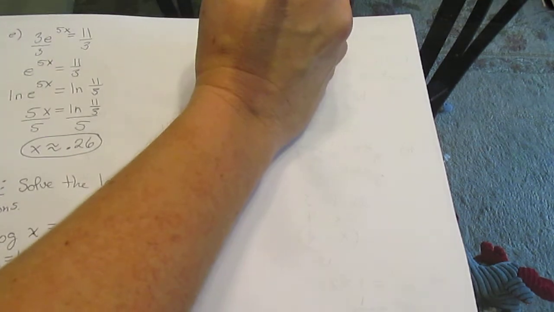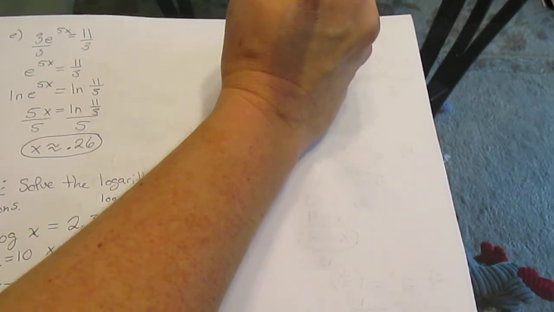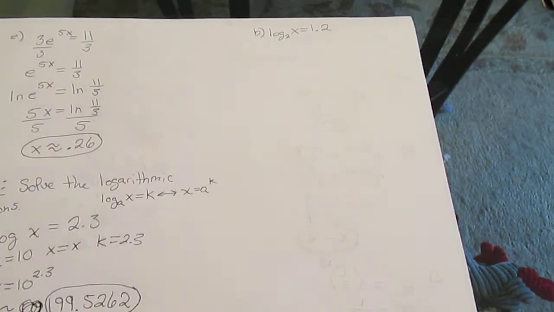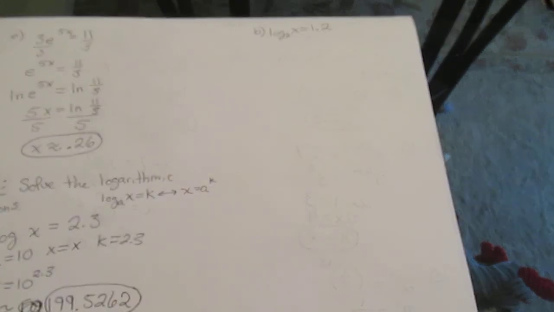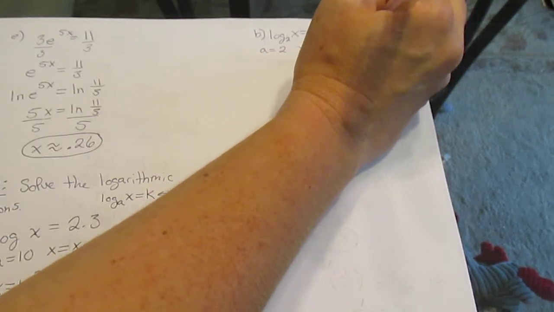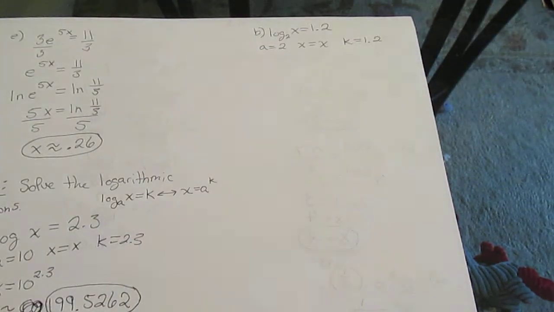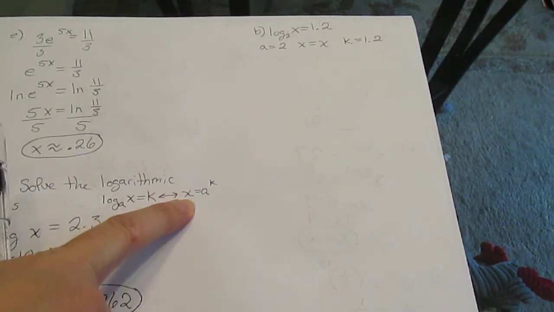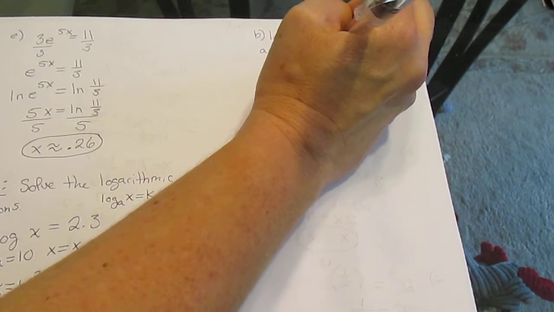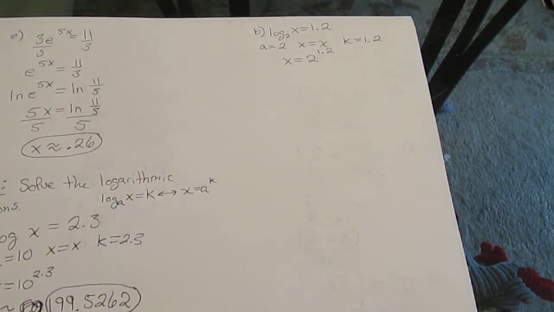Let's try another one, part B. I've got log base 2 of x equals 1.2. Okay, again, I'm going to change it into exponential form. So I'm going to label all my pieces. My a in this case is 2. My x is x. And my k is 1.2. Okay, so then I'll plug them back into exponential form. So I get x equals 2 to the 1.2. And put that in your calculator. You get 2.2974.